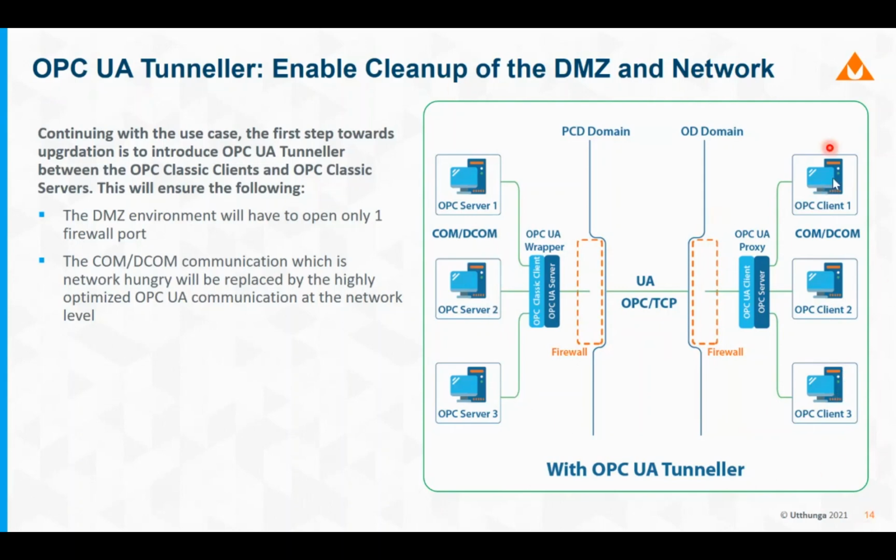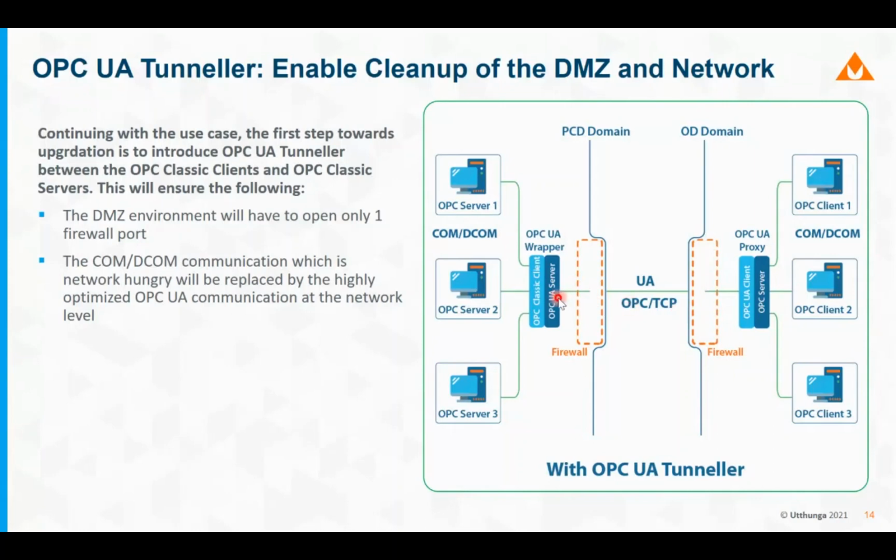So all the clients now, rather than connecting to the end server, start connecting to this proxy. He creates a dummy copy of the servers in the configuration and gives them those copies, and all of them connect to that proxy. That proxy uses a single point of communication, which is OPC TCP, OPC binary, to go from the OD domain to the PC domain, and here it talks to a UA wrapper.